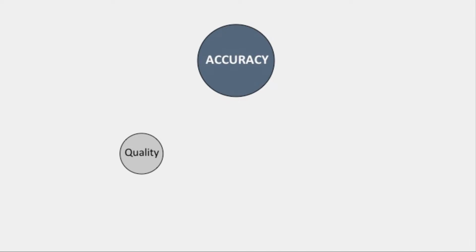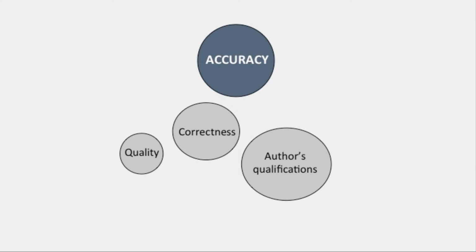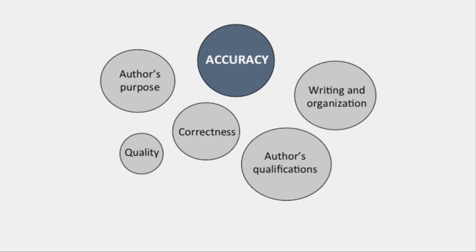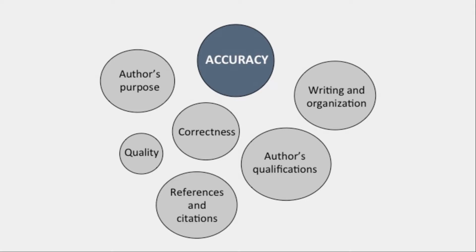Accuracy refers to the quality, correctness, and overall excellence of a piece of work. When considering the accuracy of a web page, you'll want to consider who wrote the content, what their qualifications are, and their purpose of writing the content. You'll also want to consider how well written and organized the content is. Accurate sources should also properly document or cite other sources.